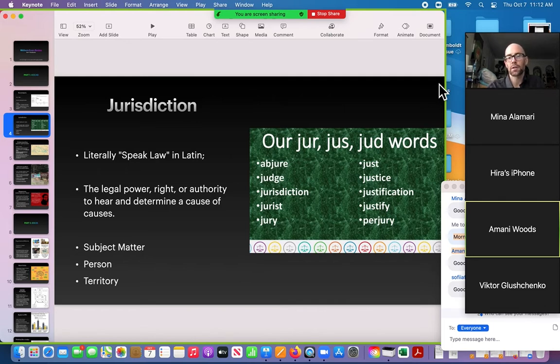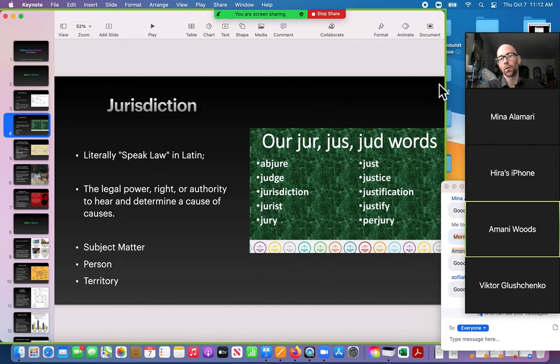That changed over time, obviously, but you can see there's a lot of phrases that we use in law and in everyday life that come out of this jur word, and jur being essentially law. And so you want to think about it as the legal power, right, or authority to hear and determine a cause of case or causes. A lot of students, if they get a textbook, they see subject matter jurisdiction. I think that's the end of it. That's not the end of it. But it is an important aspect.